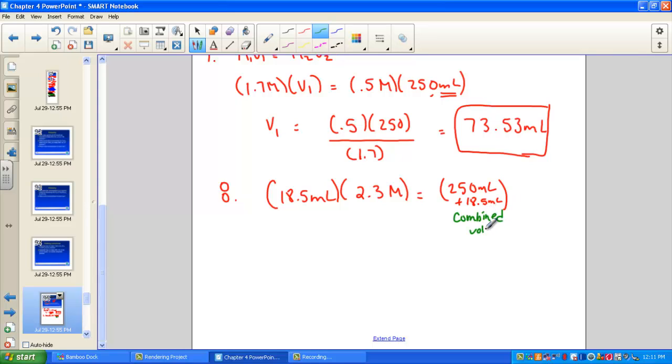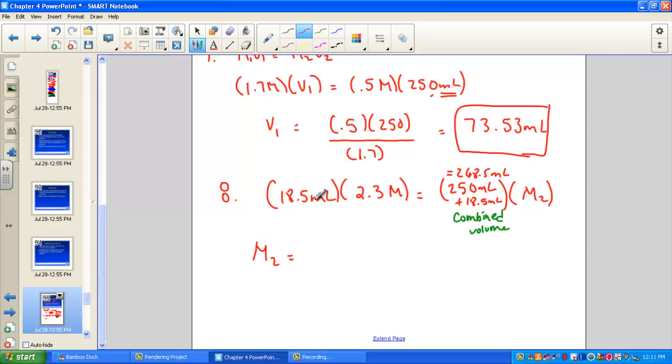I'm going to write that out so you see the difference here. Up above in that first question, our target, the entire solution ended at 250 mLs, but here it's worded just a little different. I take 18.5, add it to 250. Well, there's the add it to 250. We need that combined volume component there. And we want to know the resulting concentration, so we're going to be looking for the concentration unit of molarity. So 250 plus 18.5, that's 268.5, that becomes the V2 in our formula.